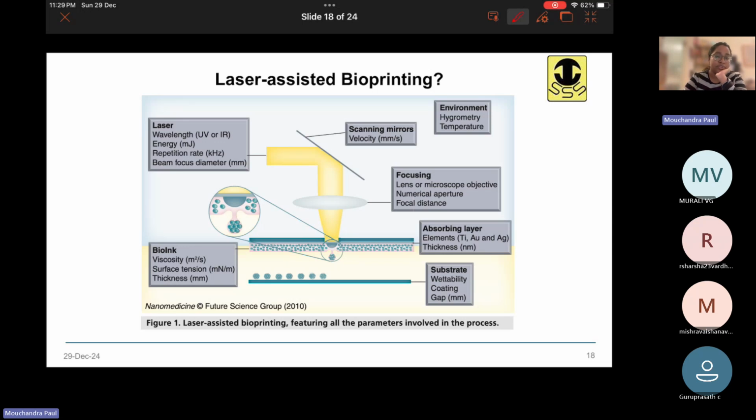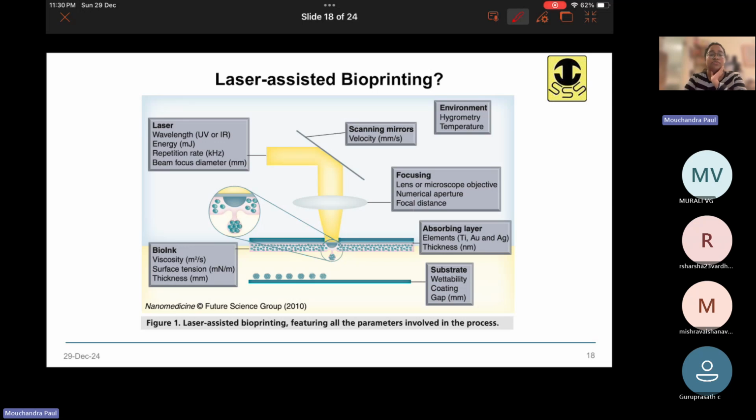So as I was saying, if the vapor bubble size is too big, then you can cause spraying of the bio ink. So you won't get single drops there. The ideal scenario is you should get a jet of single droplets, a stream of single droplets that falls on the substrate, and because of which you get a 3D structure.